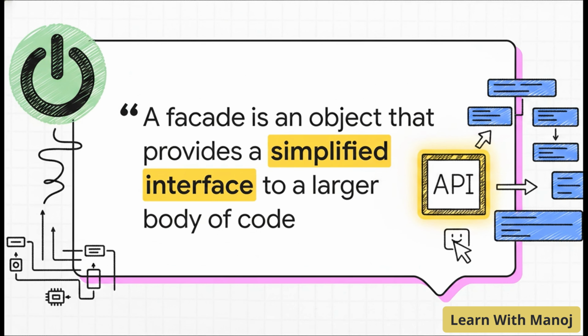Now that we've got the real-world idea down, let's look at the formal textbook definition from Wikipedia. It says, a facade is an object that provides a simplified interface to a larger body of code, such as a class library. Notice how this suddenly makes perfect, intuitive sense? It perfectly matches our power button analogy. The simplified interface is our button. The larger body of code is all that messy, complicated internal wiring of the computer.